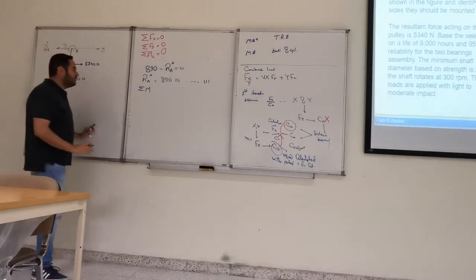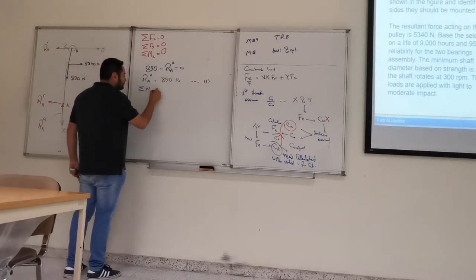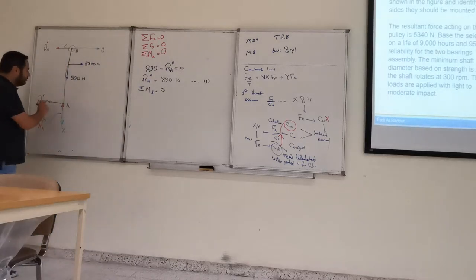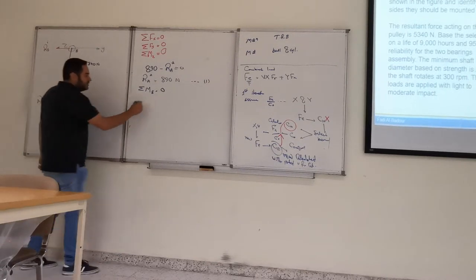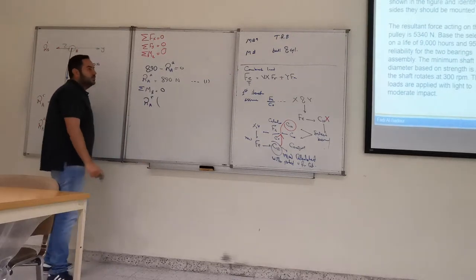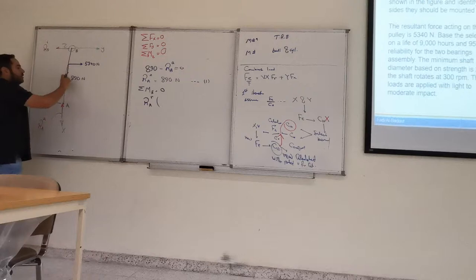In our case, we need to find both, so summing at A or B doesn't matter. So let's sum at B. Summation of moments about B should equal zero. So what do you have? We have RAR. RAA doesn't contribute to moment? No, because it's passing through the center. Moment R is 5340 newton. RAR times, what is the moment arm? From here to here is given? 27, sir? Plus 40.5 centimeters.